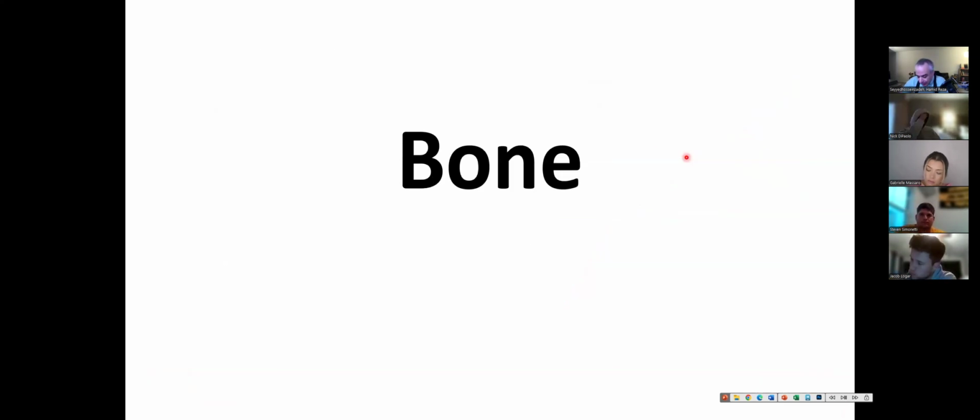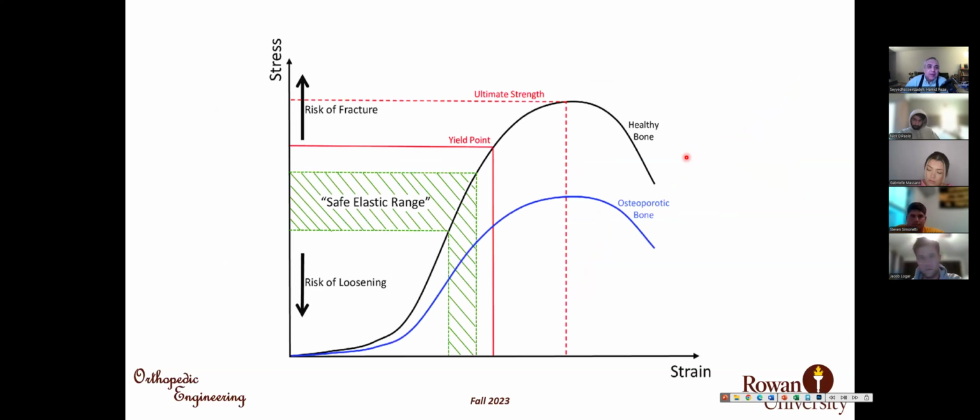So let's see the biomechanical behaviors of different tissues. This is a general presentation of a stress strain curve for a healthy bone and an osteoporotic bone. This is the elastic region, and then yield point, plastic region, ultimate strength, and then fracture. At the beginning, we have a low slope, and then it increases rapidly. This is due to the viscoelastic behavior of the bone.